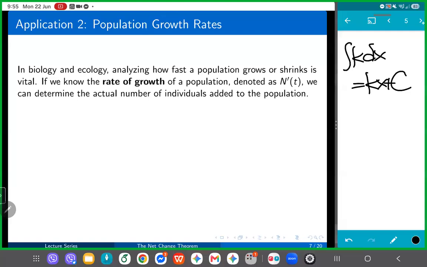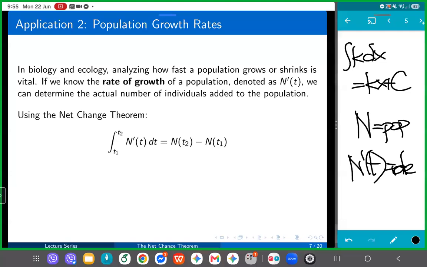And being a rate, it's the derivative. Say we represent the population by n. So the derivative is the rate of change of population. That's the growth rate. And if we know the growth rate, the derivative, we can get the integral, which is the net change, or the change in the population.